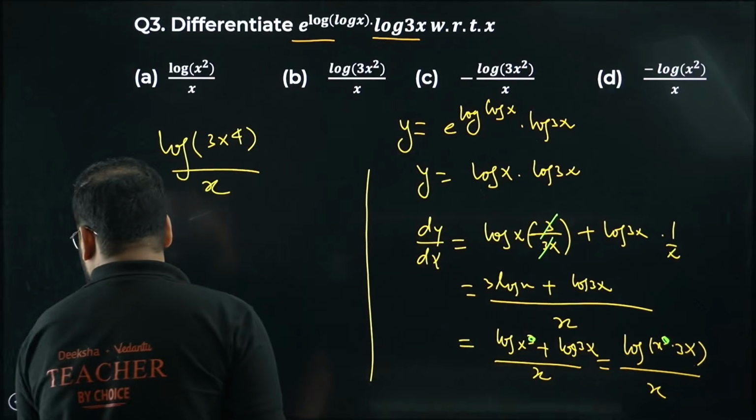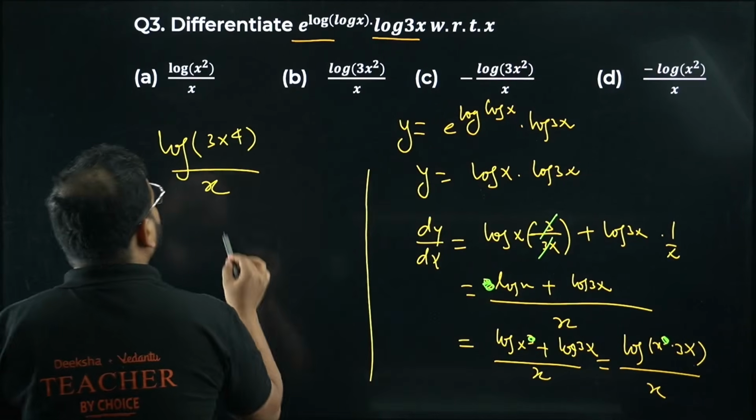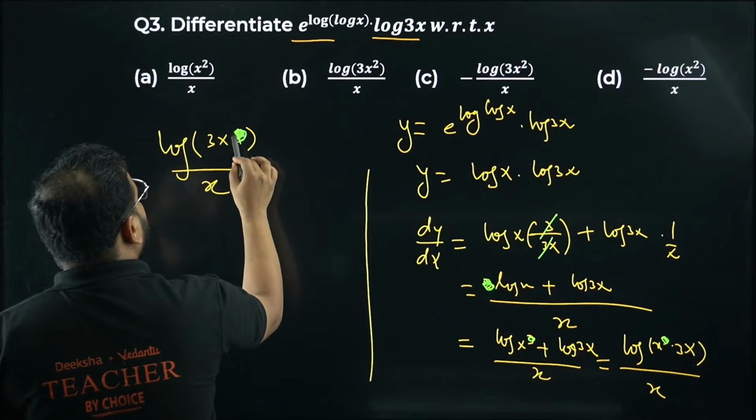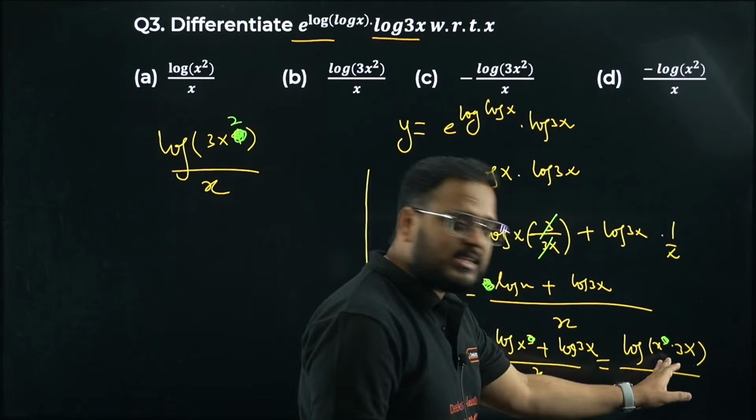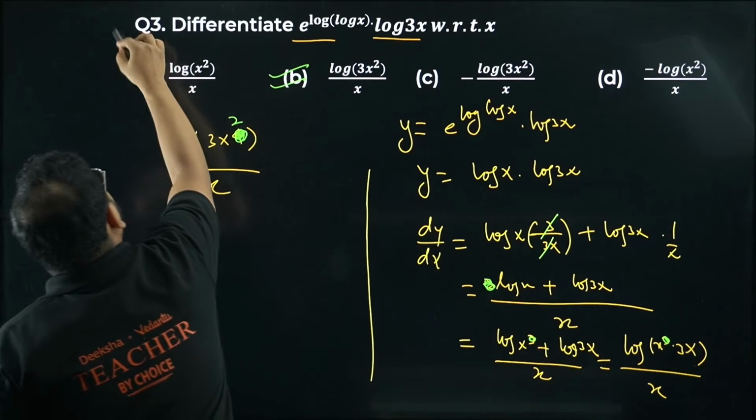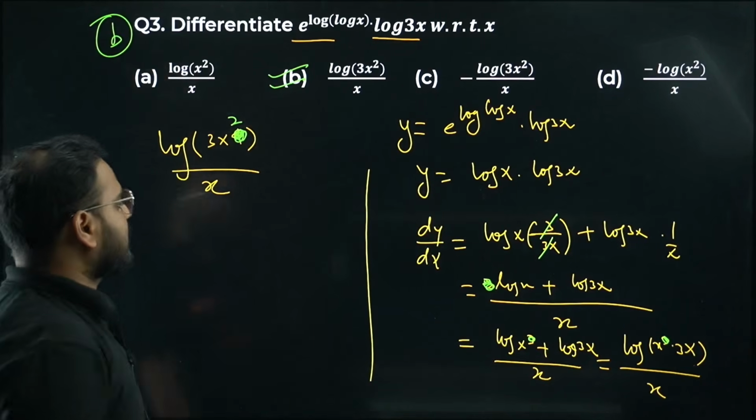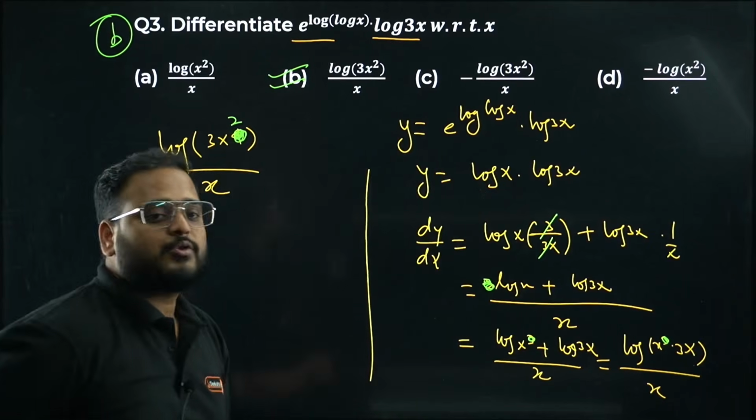Let me just ignore this over here. This also is not right. This has to be 3x square, no? 3 into x is 3x square. So the option should be option number B. Option number B is correct. That's good enough, no? So question number 3 is done.